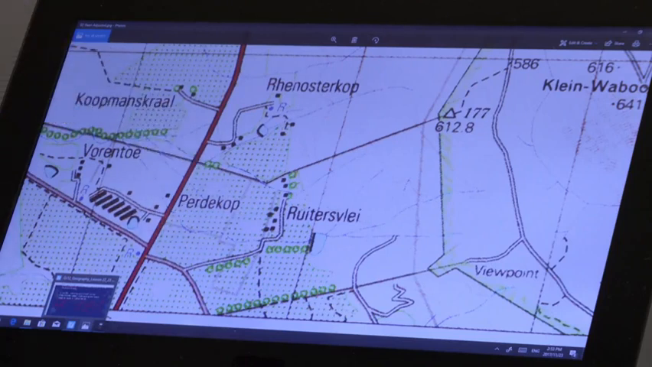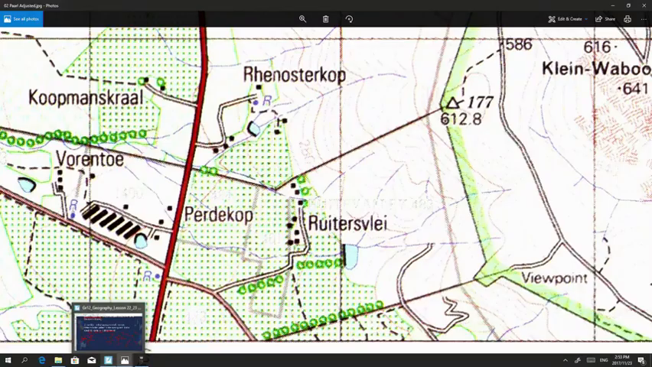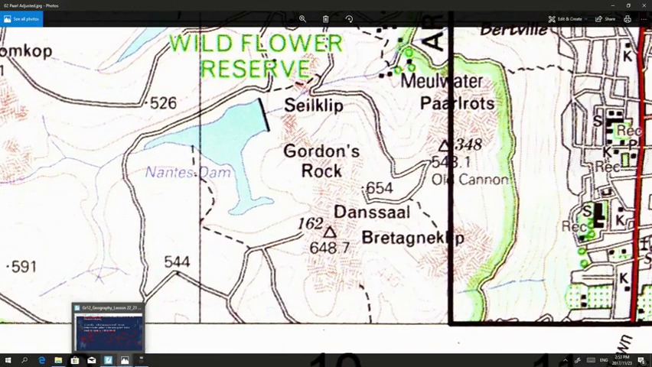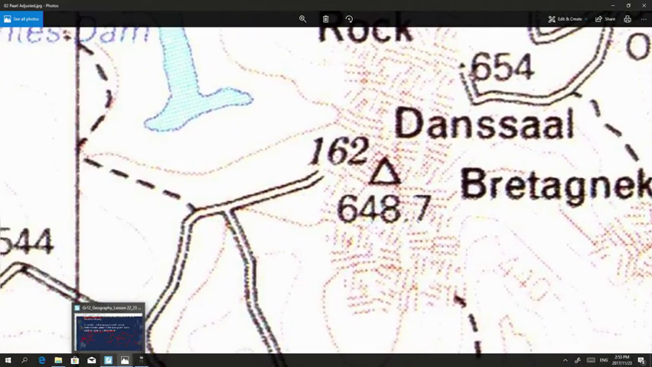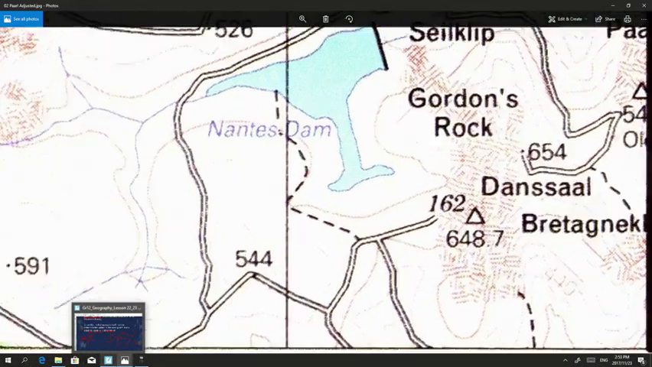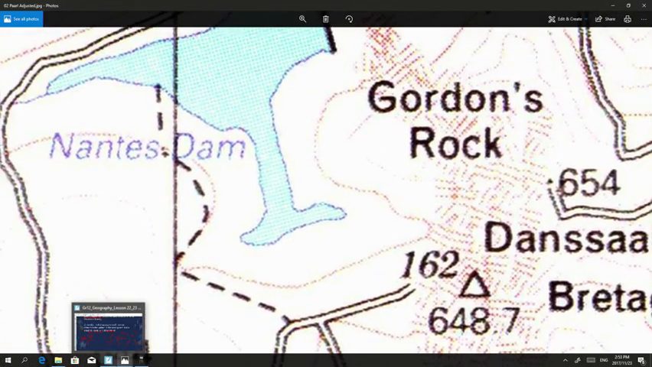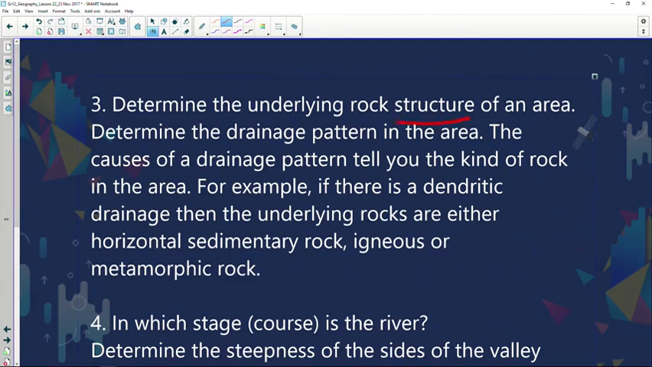And then you need to be able to give characteristics of it. If you can see this dendritic pattern, it is probably because the underlying rock is the same. High-lying areas, we might experience trellis patterns, but in this area over here, we might experience a radial pattern because it's flowing from a high-lying area to a low-lying area. Okay, let's quickly have a look at another question that you might expect. Determine the underlying rock structure of the area. Determine the drainage pattern in the area.